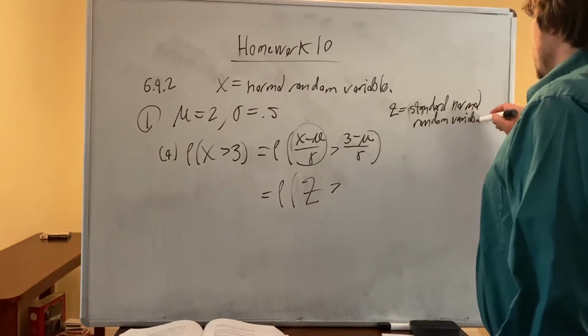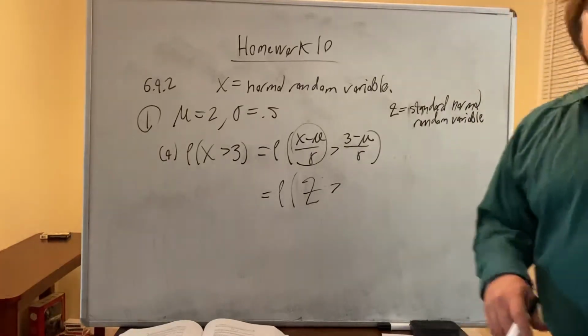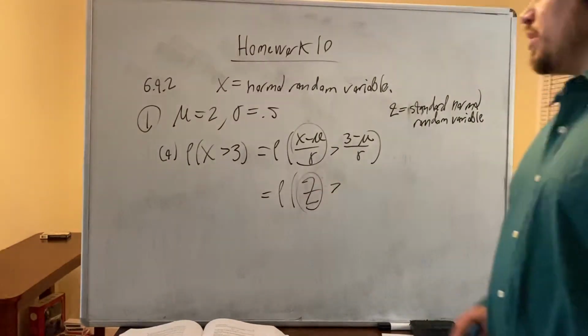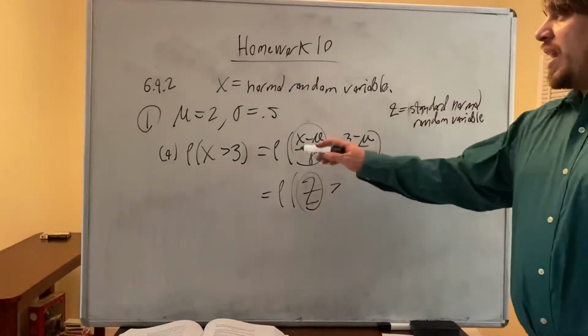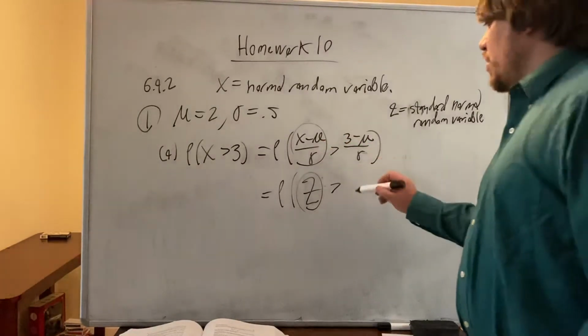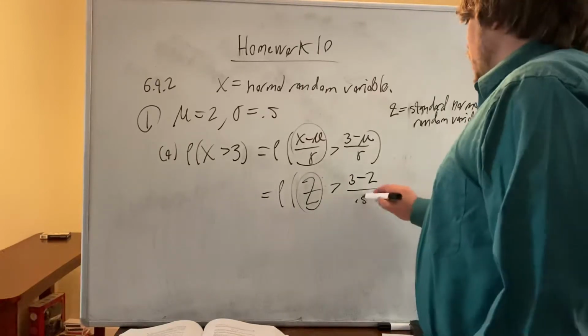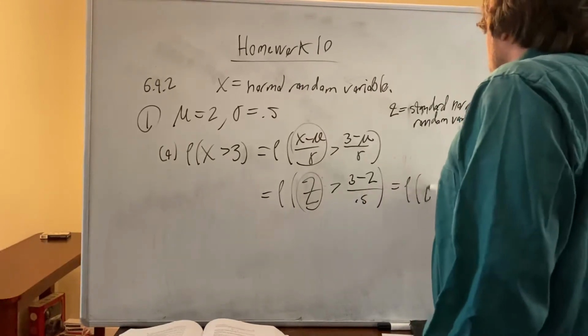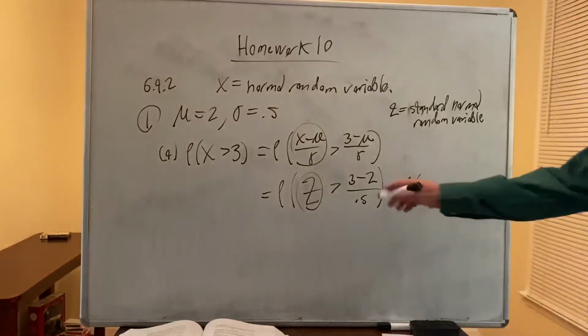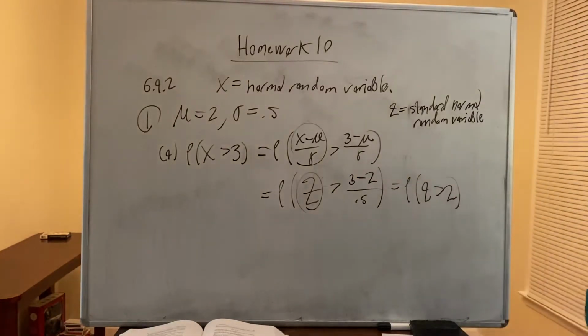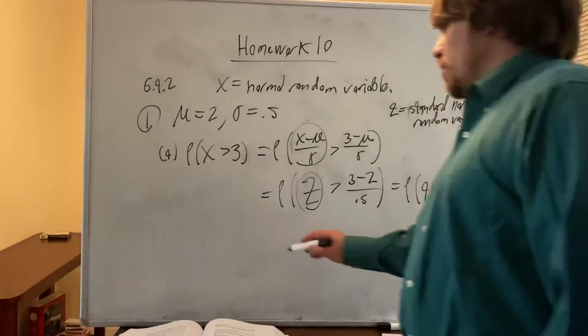In the lesson it taught you how to convert a normal random variable to a standard normal random variable. You take X minus mu divided by sigma. So that's greater than 3 minus mu, which is 2, divided by sigma, which is 0.5. And so that's equal to the probability that Z is greater than (3 minus 2, which is 1) divided by 0.5, which is 2. So what's the probability that Z is greater than 2?